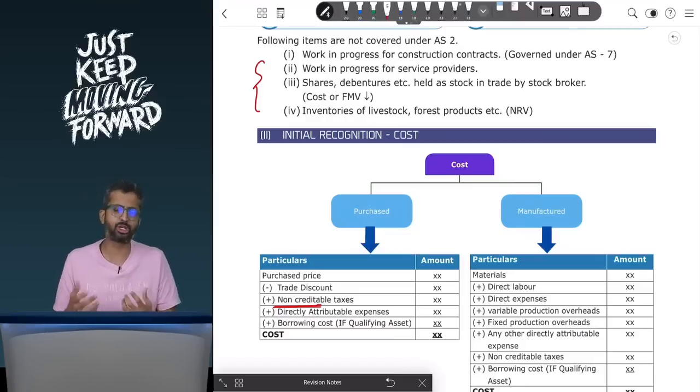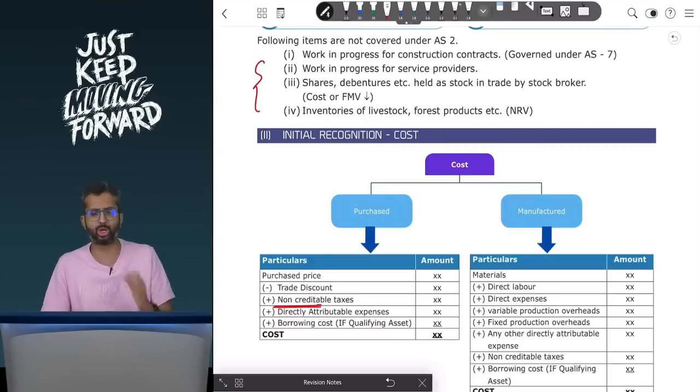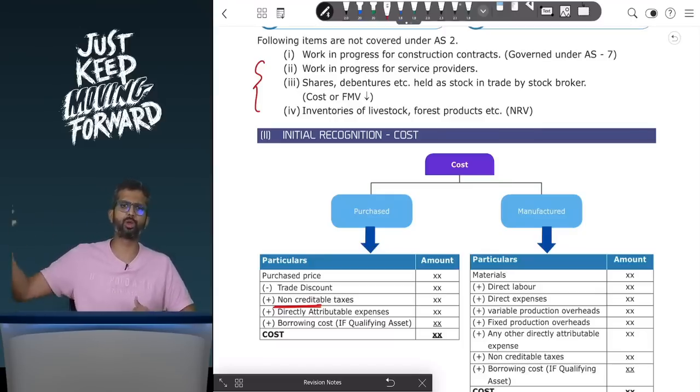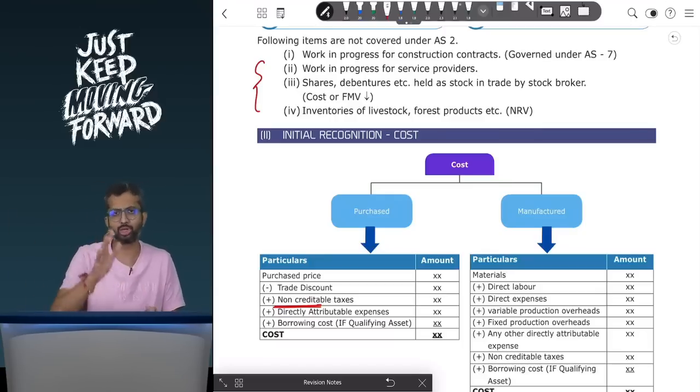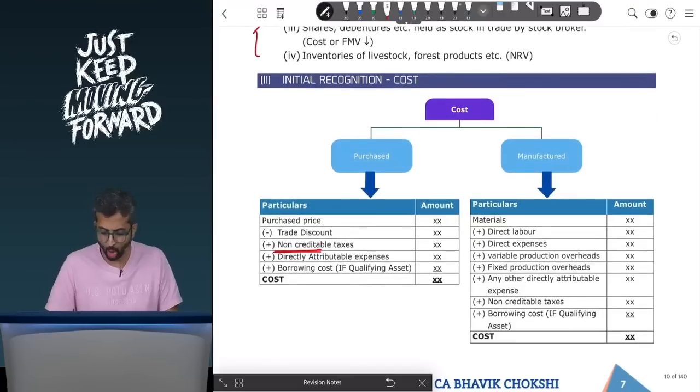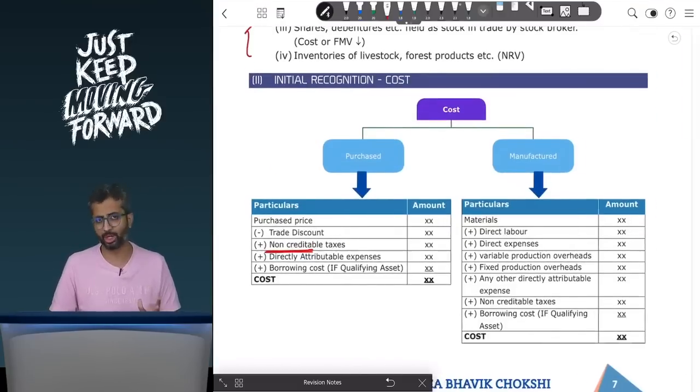If it is manufactured inventory, instead of the purchase price, you will have direct material, direct labor, and overheads, which can be variable or fixed, but production overheads. Usually administrative or selling and distribution overheads are not taken to be a part of the cost of the inventory. And it is possible that your inventory is a qualifying asset. When you study AS16, it is a qualifying asset which takes a substantial period of time, like you are a shipbuilder building a ship, in which case the attributable borrowing cost should also be capitalized. So all of these would go into the cost of the inventory.